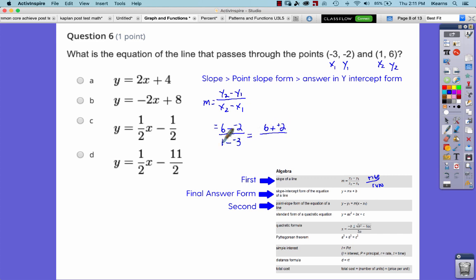Same thing here on the bottom. Well, let's just finish that out. 6 plus positive 2, well, that's 8. Okay?